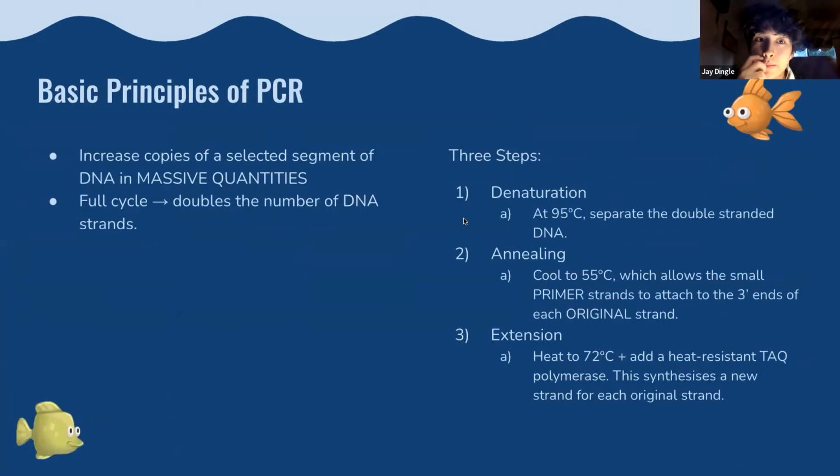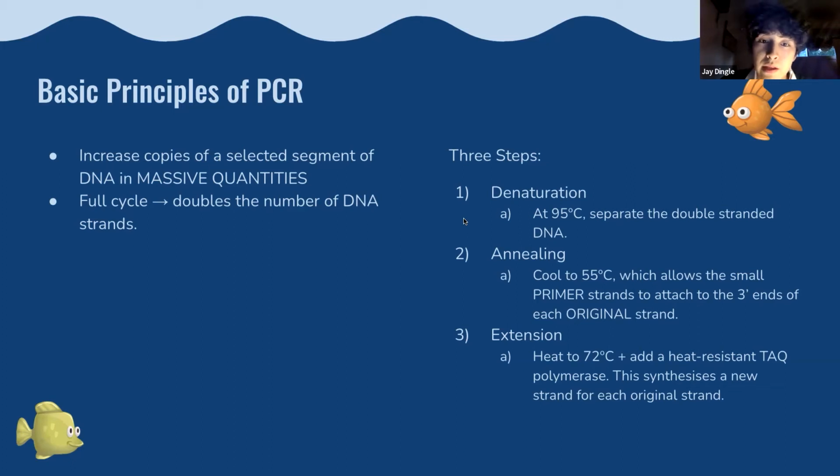Okay, on to polymerase chain reaction. So again, I've tried to break this down as simply as possible. So the purpose of PCR is to create massive quantities of a selected segment of DNA. A full cycle will double the number of DNA strands that you have.